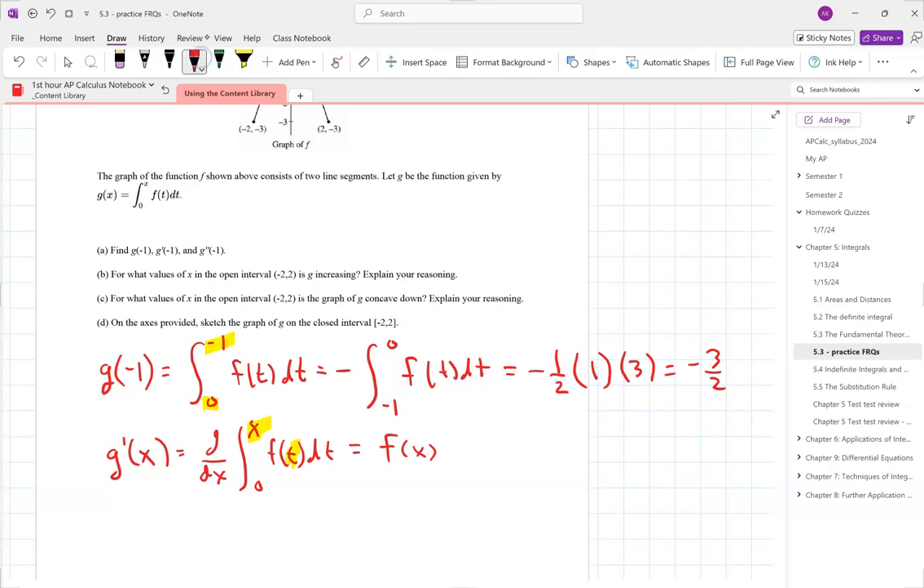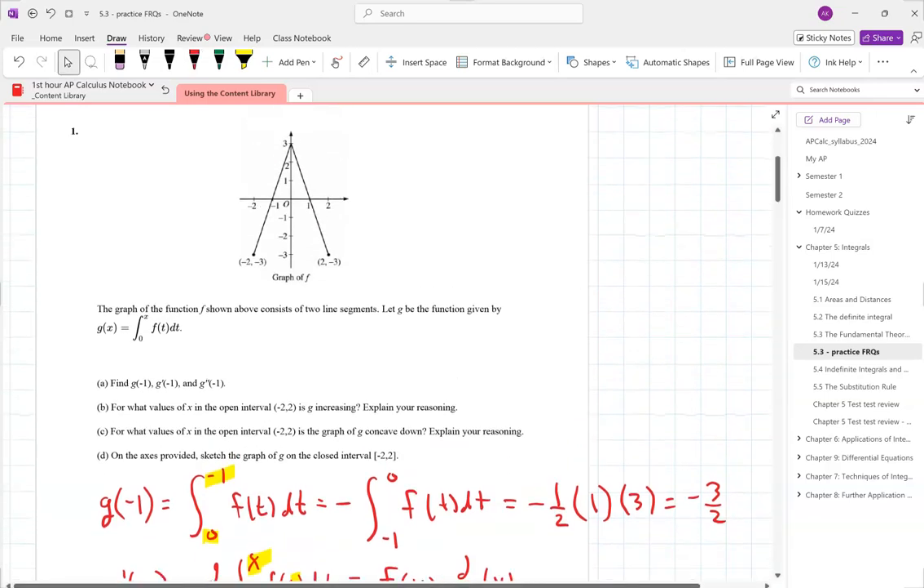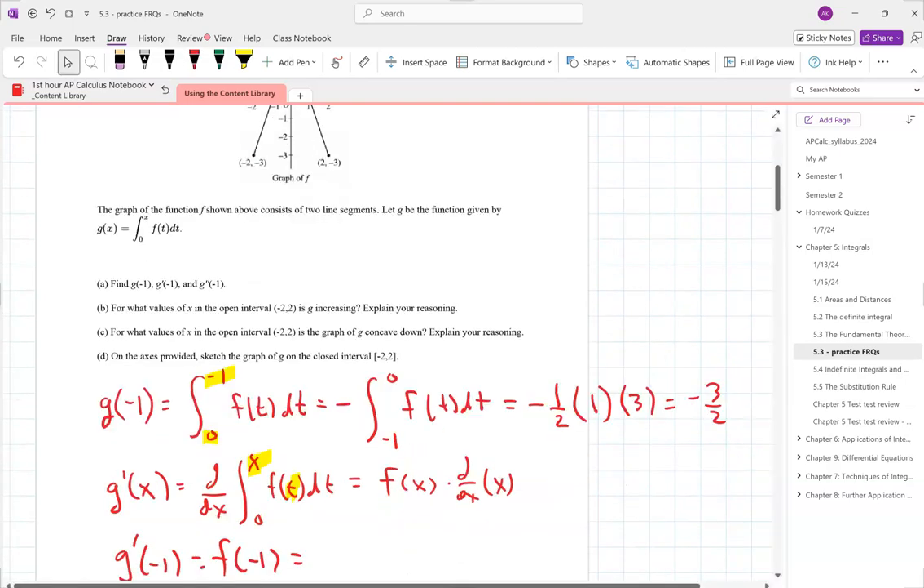Now, technically, I also have times the derivative of that bound. There's really a chain rule thing going on there, but since it's just an x, the derivative of x is 1, so it doesn't really matter. But if that was an x squared up there, it would make a big difference. Okay. So g prime of -1 then is just going to be f of -1. So if I go back to my graph, f of -1 is just 0.